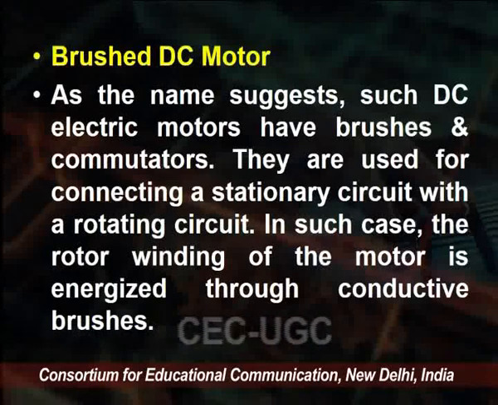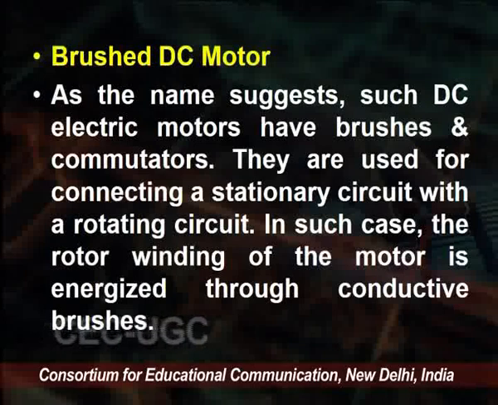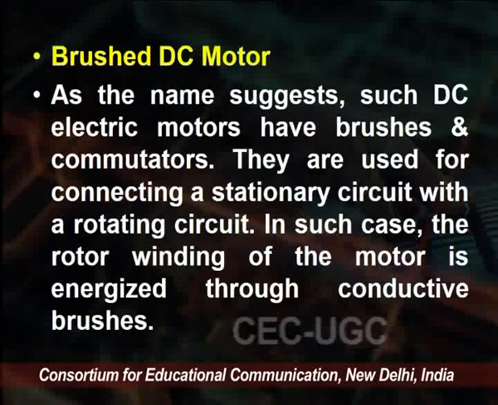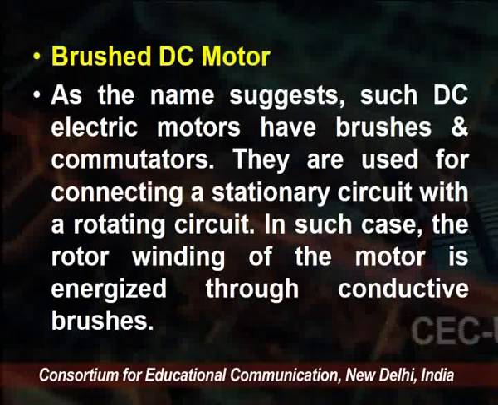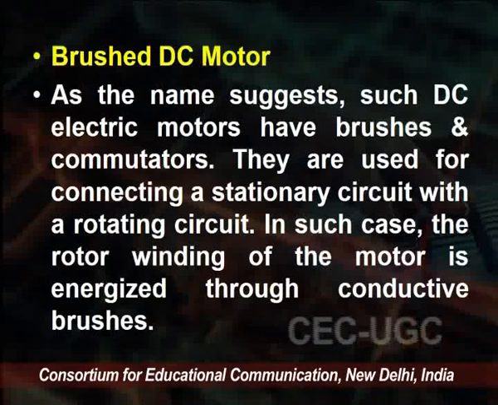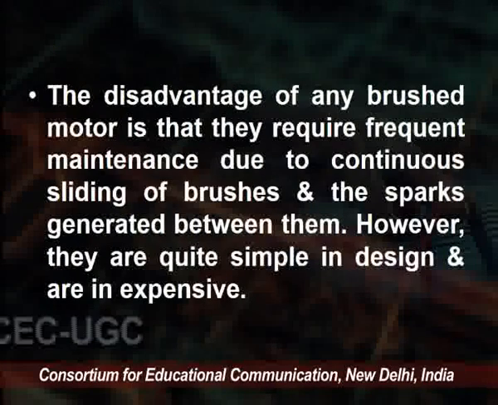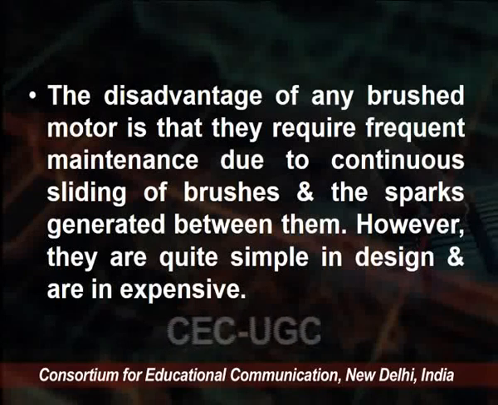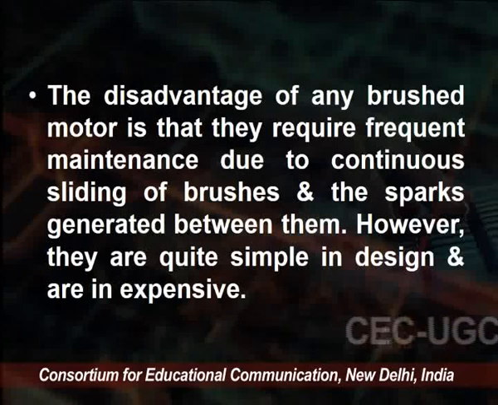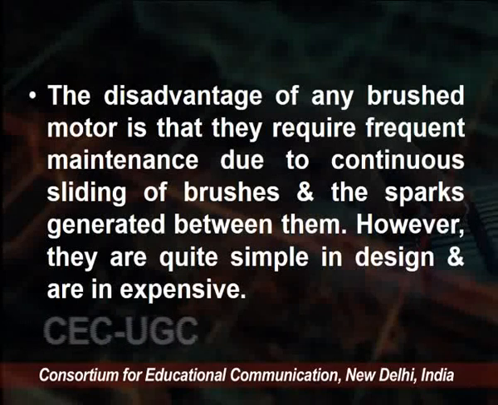In such a case, the rotor winding of the motor is energized through the conductive brushes. So we need excitation in this type of DC motor, that is, energizing. The motor is energized through the conductive brushes, and these brushes are used in the excitation of the motor. The disadvantage of the brushes is that they require frequent maintenance due to the continuous sliding of the brushes and the spark generated between them. However, they are quite simple in design, but they are expensive.